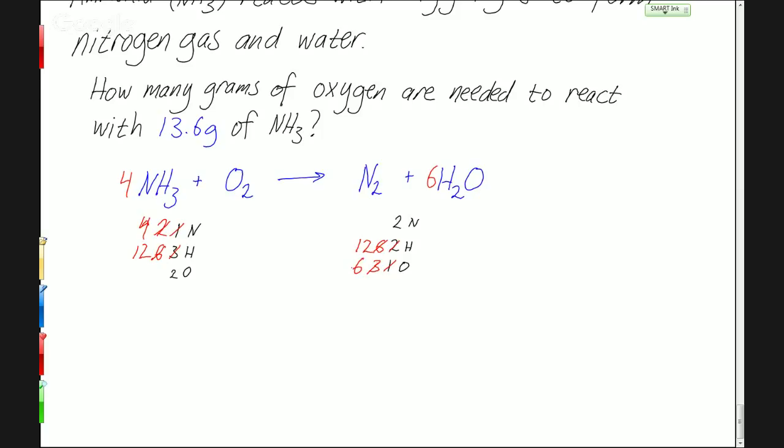Now we have 6 oxygen on the right, 2 on the left, so we can make 6 on the left by putting a 3 here. And now everything should be balanced. No, nitrogen. Oh, nitrogen is still not balanced. Thank you. 4 on the left, 2 on the right, and 2 here.